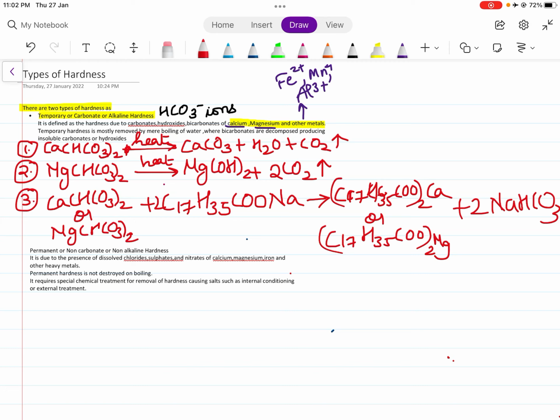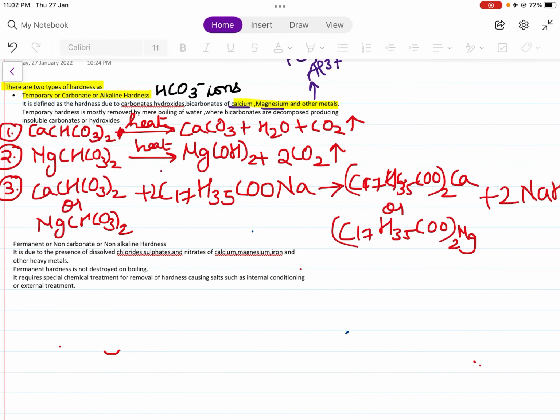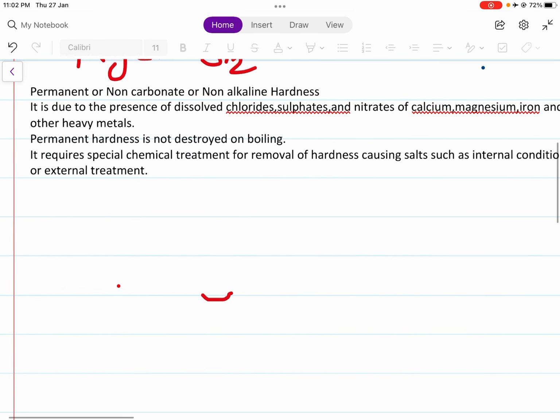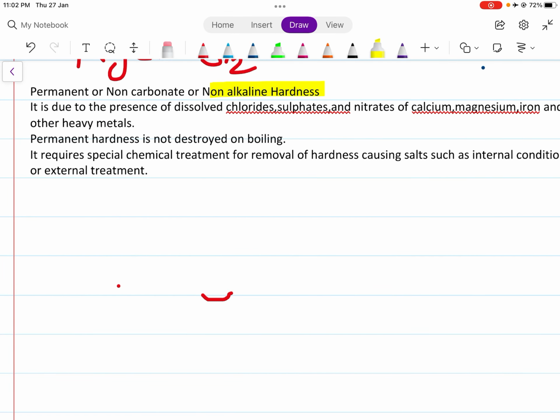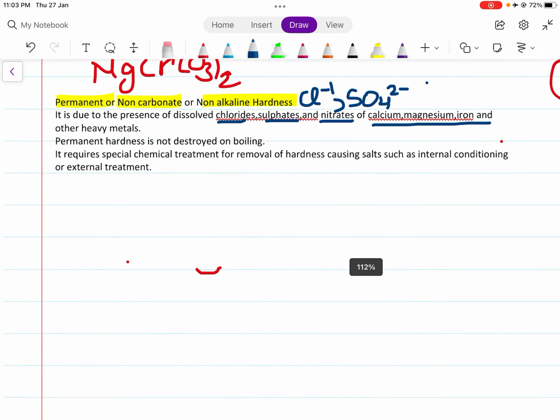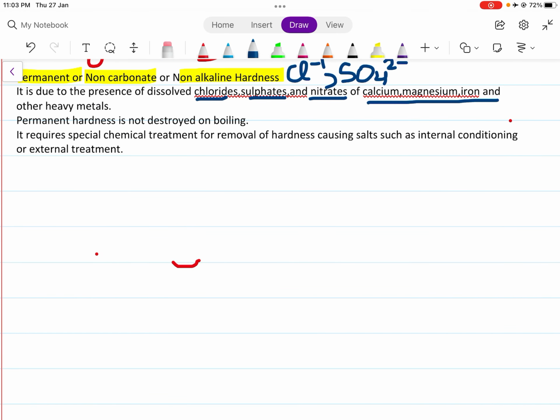The next type of hardness is permanent hardness, or the non-carbonate hardness, or the non-alkaline hardness. Why is it called non-carbonate hardness? Because it now includes chlorides and sulfates. It is due to the presence of dissolved chlorides, sulfates and nitrates of calcium, magnesium, iron and other heavy metals. Permanent hardness is not destroyed by mere boiling.